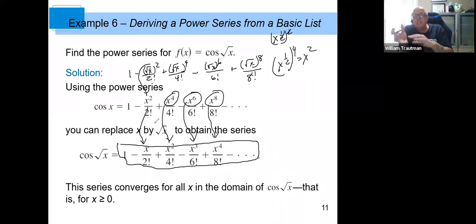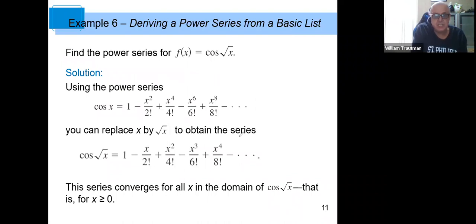So you can use this basic list and don't have to go through the whole process. You can just plug into the x's that you see, whatever x they have. And in this case, they had the square root of x. Or you can go through the whole process again. And I think it's a lot easier by using that basic list than going through that whole process.